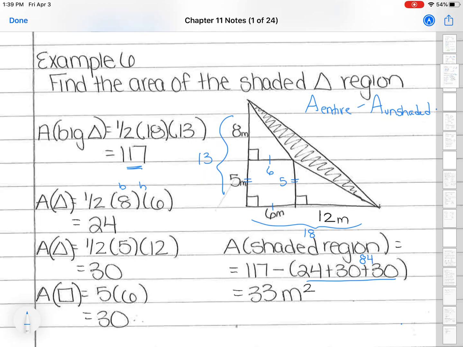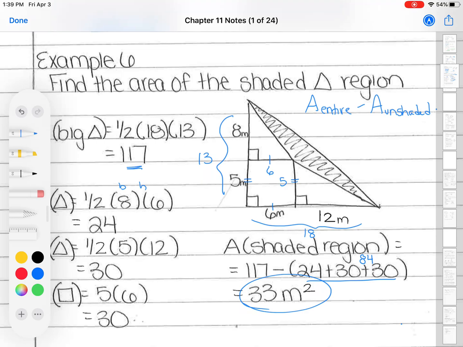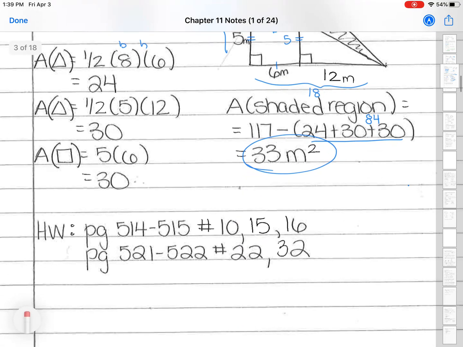Add those three together. So 30, 30, and 24 gets you 84, and then take 84 away from 117, and you end up with 33 meters squared. Again, make sure you're using units on every single problem, in terms of meters squared, whatever is squared for the area notation.